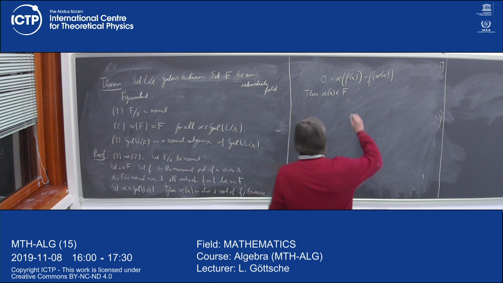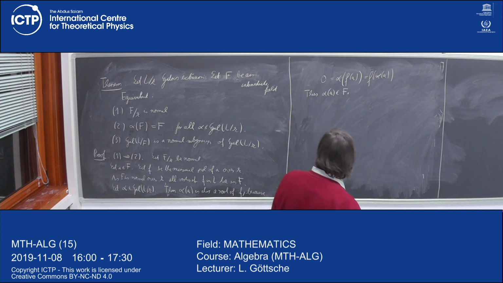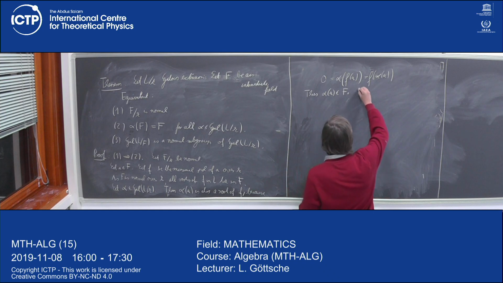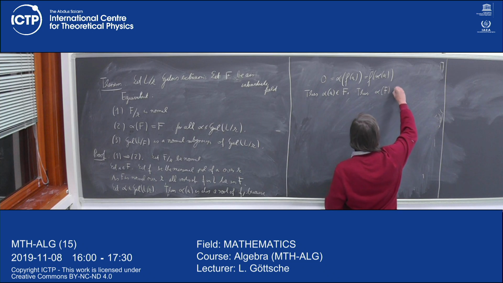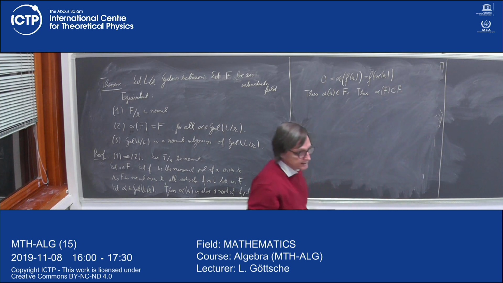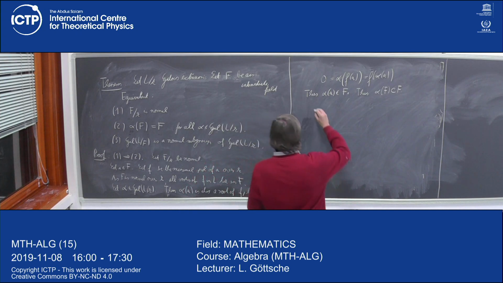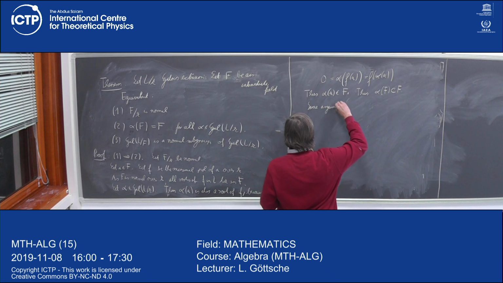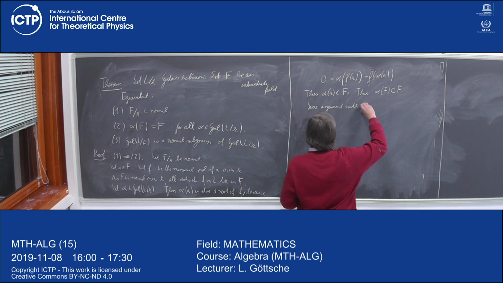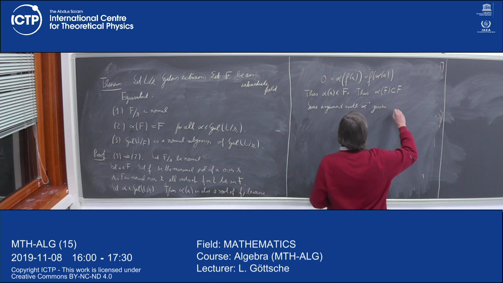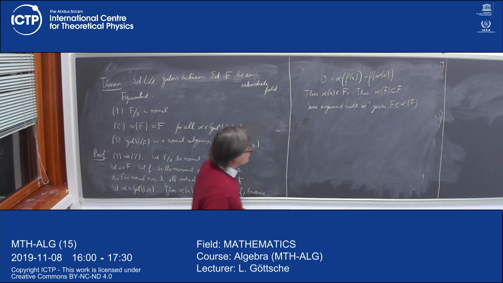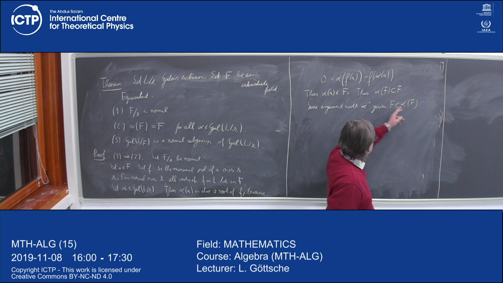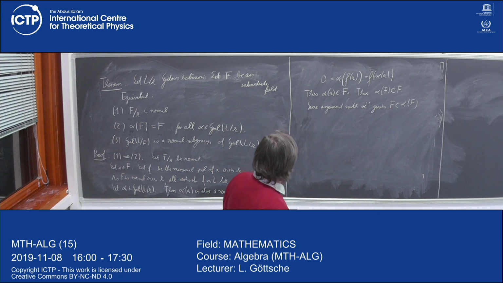Strictly speaking, to make it complete, we want to say: thus we have just shown that alpha of F is contained in F. But obviously we can apply the same argument with alpha to the minus 1, which gives that alpha to the minus 1 of F is contained in F, and then we multiply with alpha, and so they are equal.